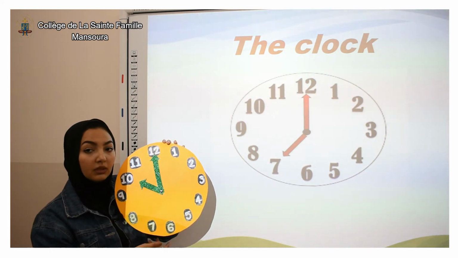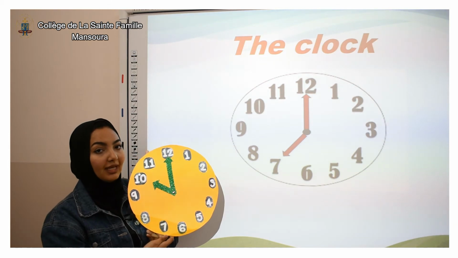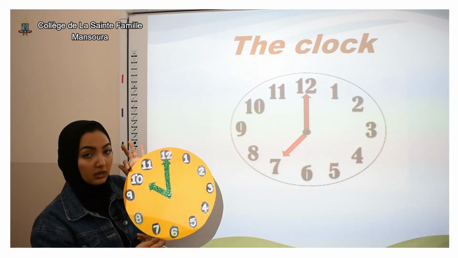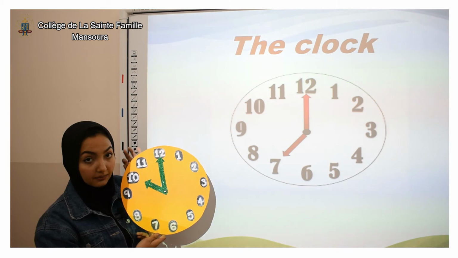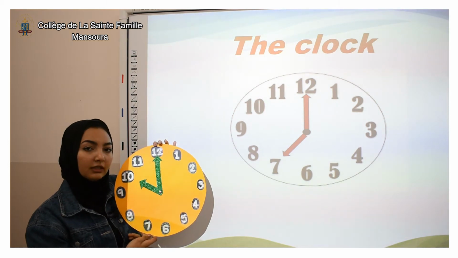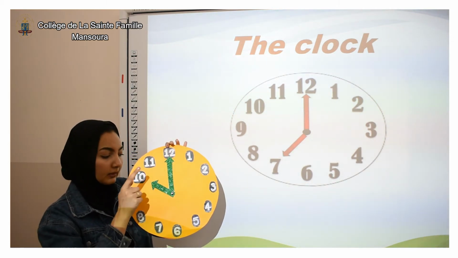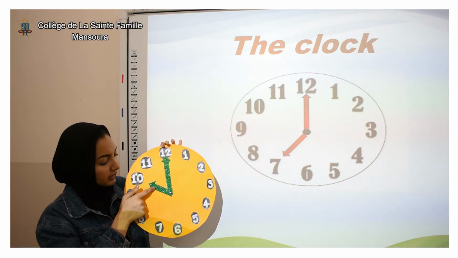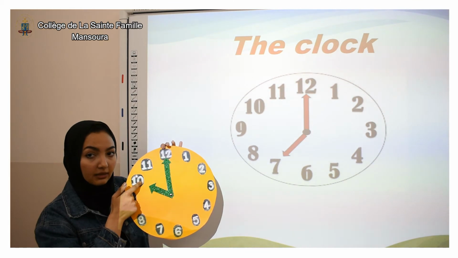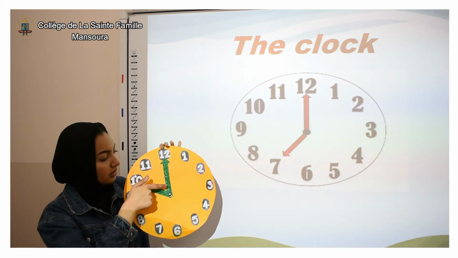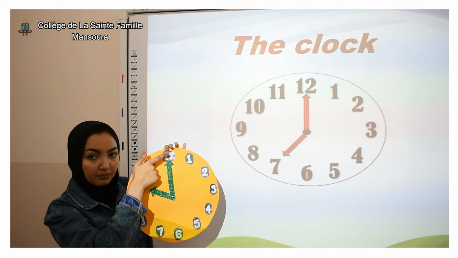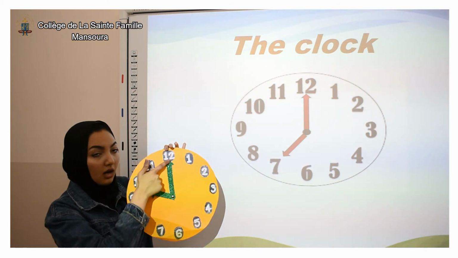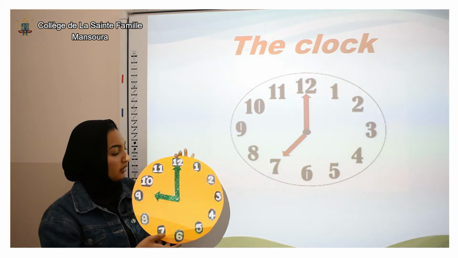Okay. Now the short hand moved again to number 10. How to tell the time? Yeah, it's 10 because the short hand looks at number 10. It's 10 o'clock. 10 o'clock.